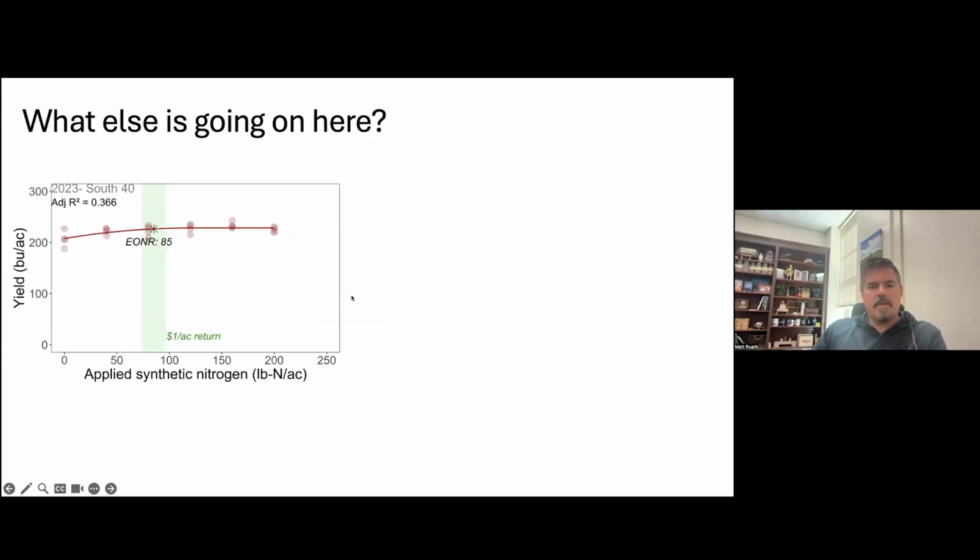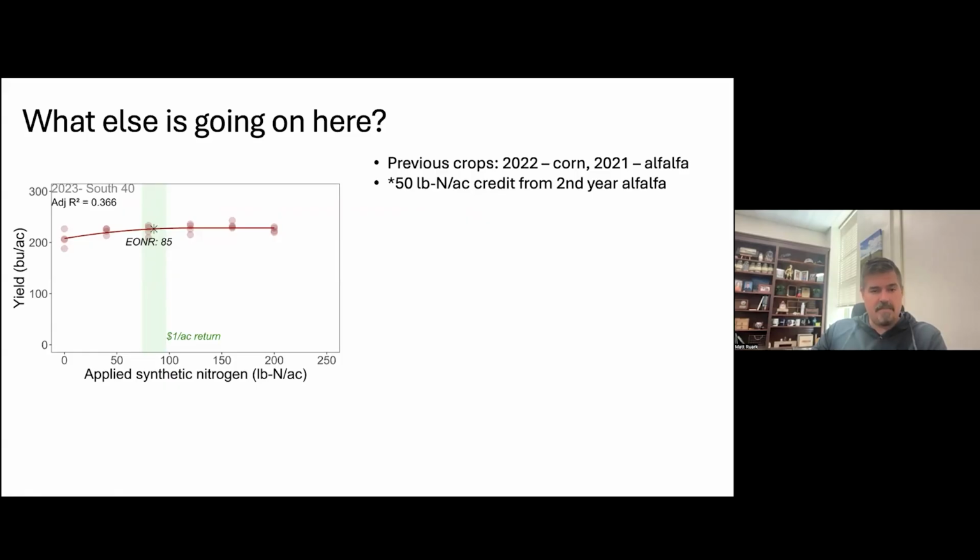All right, so what else is going on here? Why 85? Fairly low, right? Response fairly flat. Well, here we go. Previous crops. This site was in 2023. 2022 crop was corn. 2021 alfalfa. Okay, 50-pound nitrogen credit from alfalfa. So that could explain some of the reduction.